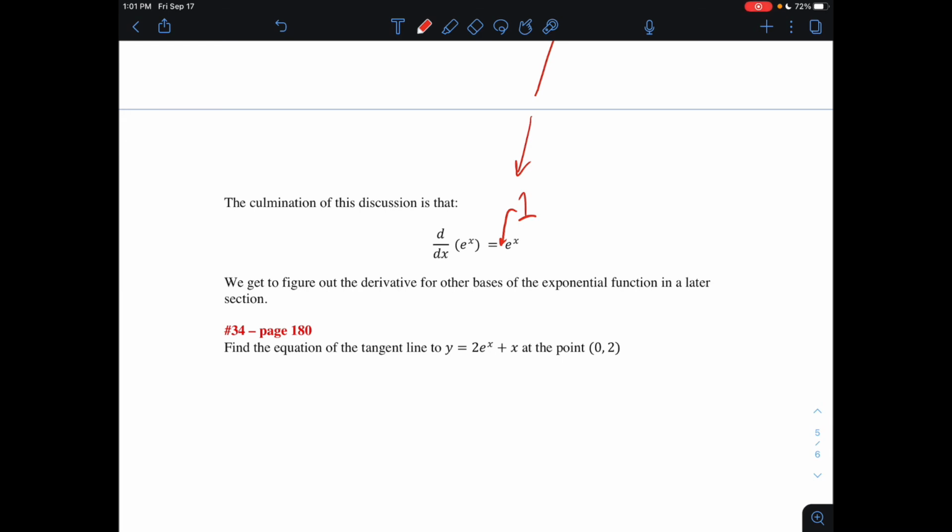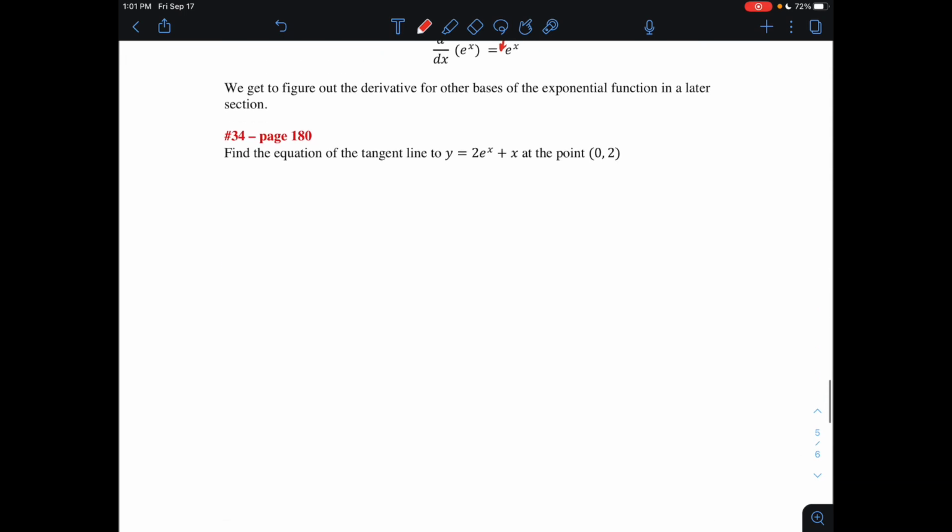So let's just look at a few problems to finish up. So first, number 34 on page 180 of our book. Find the equation of the tangent line to the function y equal 2 e to the x plus x at the point 0, 2. So first we'll get to practice some of the derivative rules that we've learned, and also we're going to just remind ourselves of how to find the equation of the tangent line.